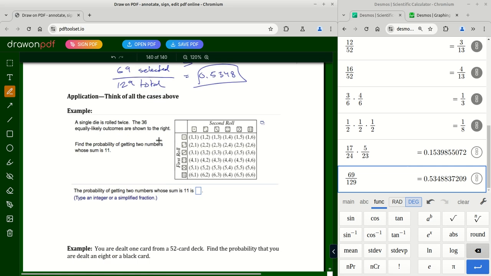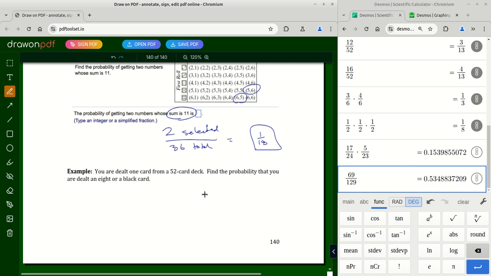All right. This says, what's the probability of the sum of these numbers being 11, right? So that would be 6 and 5 and 5 and 6. There's really nothing else that'll do that. So there's 2 that are selected, and out of all these, this is 6 times 6 is 36 total. So that's 1 out of 18, by the way. I can do math without Desmos. Yeah. Last one's a card question, so we'll scroll back up here in a second.